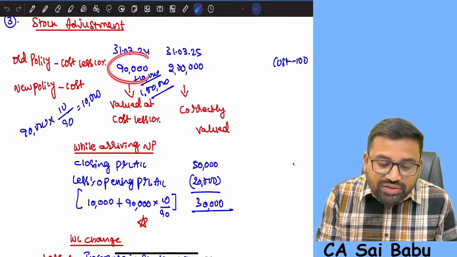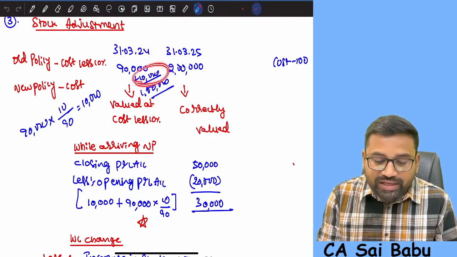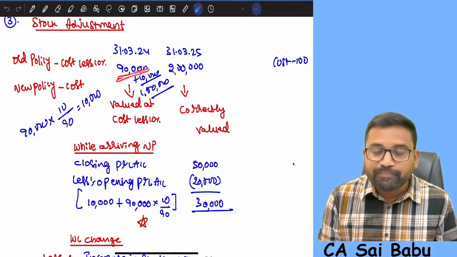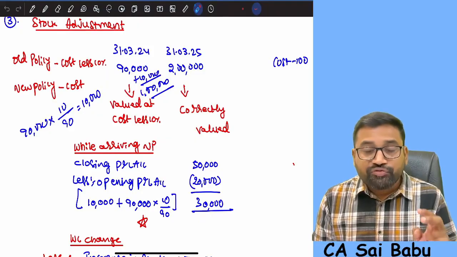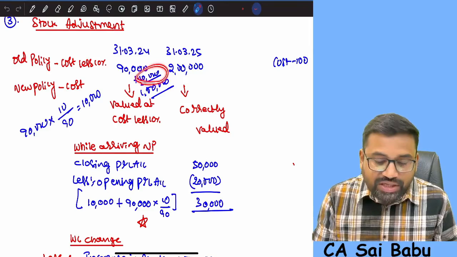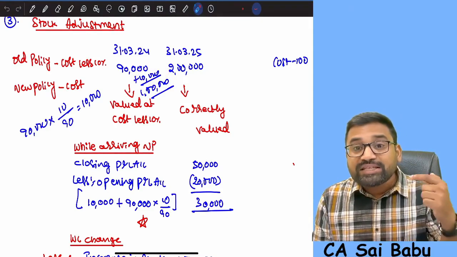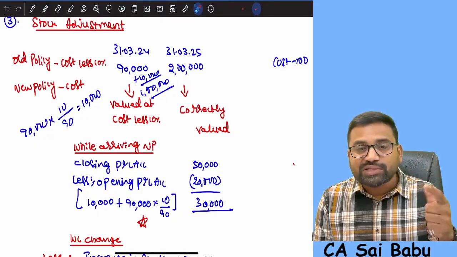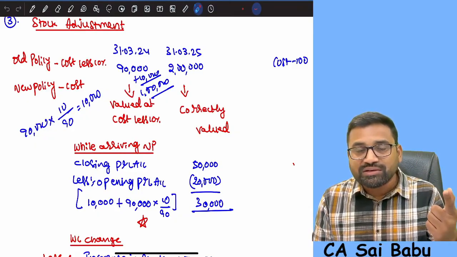Suppose if this is also correctly valued, what will be my opening stock balance? 1 lakh. 10,000 will be increased because this is at 90. If I make it at 100, it will be 1 lakh, right? So if my opening stock balance increases by 10,000, obviously this opening stock is last year closing stock. So if my last year closing stock increases by 10,000, last year net profit would also increase by 10,000.